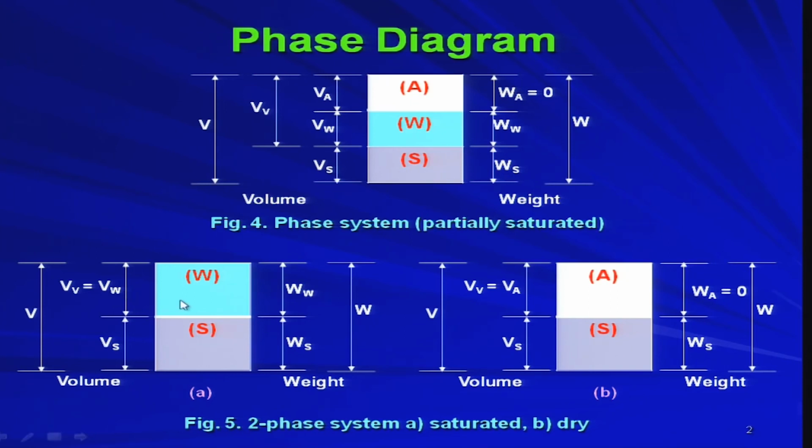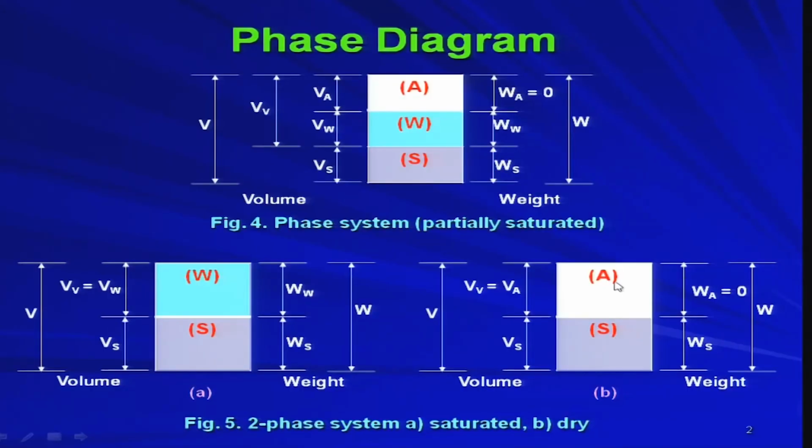Now, in the completely saturated situation, what is your volume of voids? Volume of voids is simply equal to your volume of water, because it is completely saturated and all the pore or void spaces will be occupied by water. There is no air at all, so Vv will be just equal to Vw.